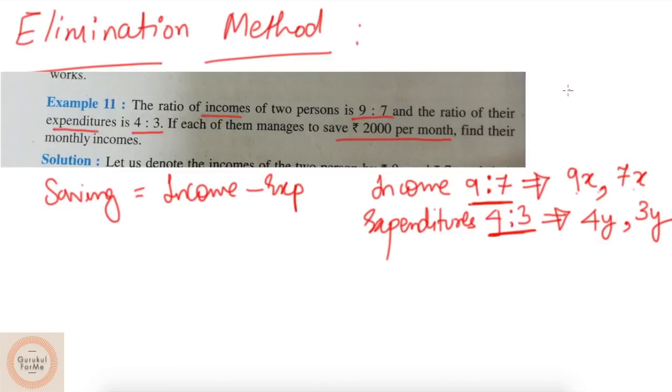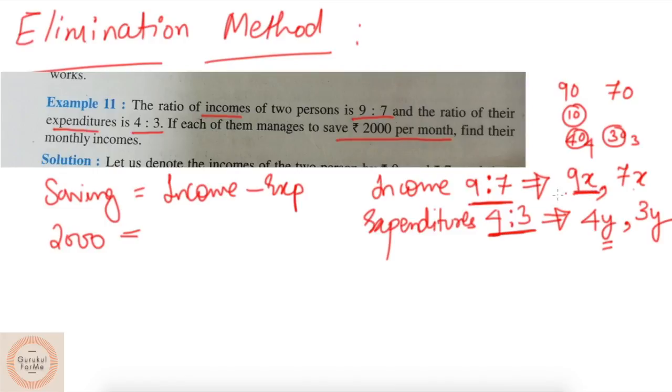For example, if their incomes are 90 and 70 and the multiple is 10, here the expenditure may not be 40 and 30. The expenditure may be as good as 4 and 3 also, and the multiple is only 1. So, as the multiple is different, we have selected another variable which is y. Now again, going to the saving. Their saving is 2000.